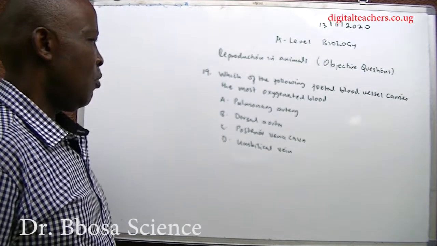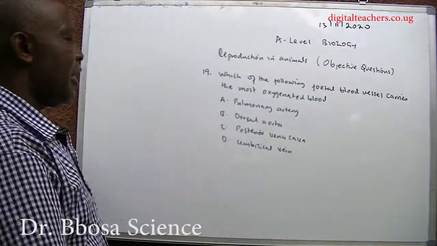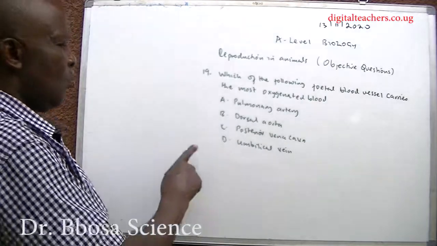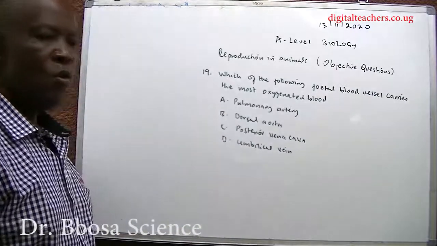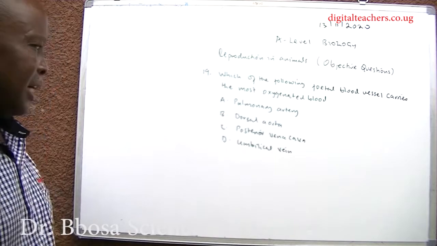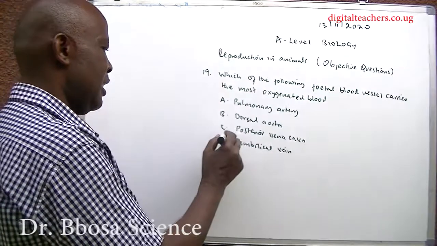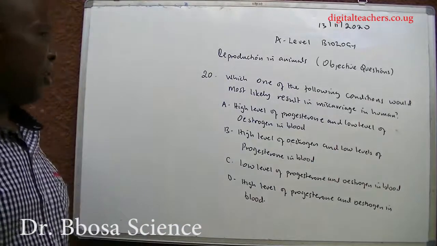Number 19. Which of the following fetal blood vessels carries the most oxygenated blood? A. Pulmonary artery. B. Dorsal aorta. C. Posterior vena cava. D. Umbilical vein. You can pause and answer. The answer is D.